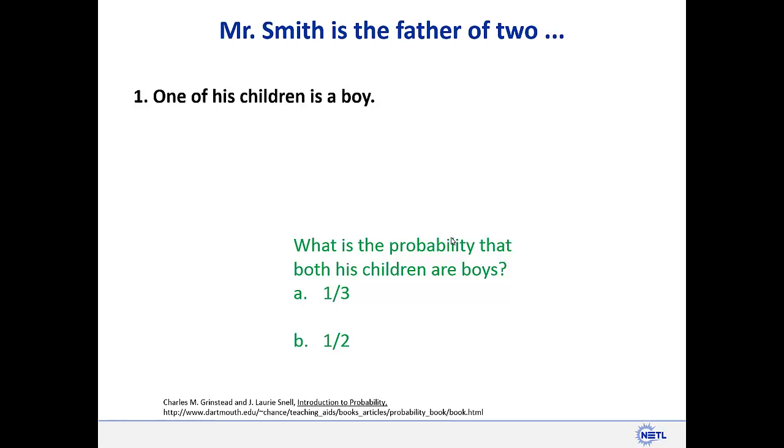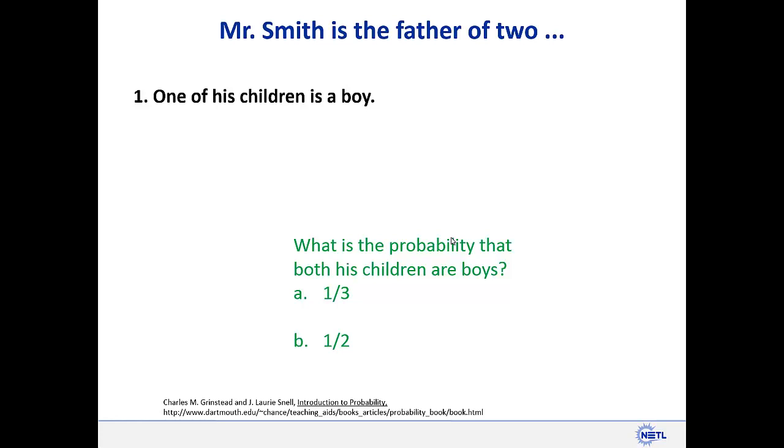Mr. Smith is the father of two. One of his children is a boy. So let's assume that the probability is 1/2 to have a boy or a girl as a child. Okay? So for two boys, the probability will be 1/2 times 1/2, 1/4, right? But now you're given that one of his children is a boy. So what is the probability that both his children are boys?